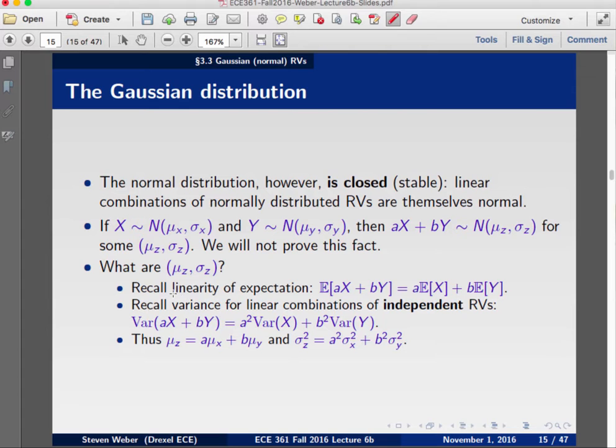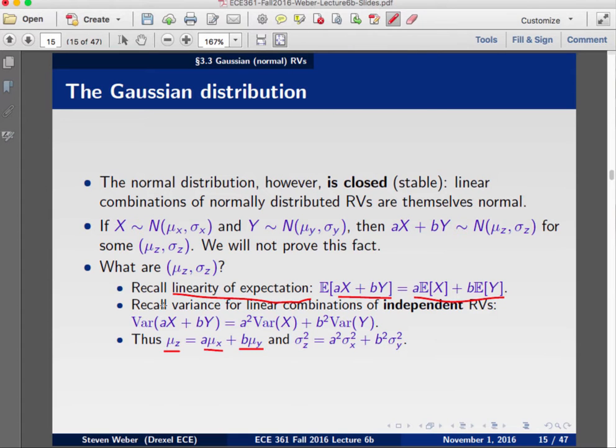In particular, let's use linearity of expectation. We know that the expected value of a linear combination of random variables is the same linear combination evaluated at the expected values of the random variables involved. And so, jumping down here for a bit, the expected value of ax plus by, which is going to equal mu sub z, is a times mu sub x plus b times mu sub y.